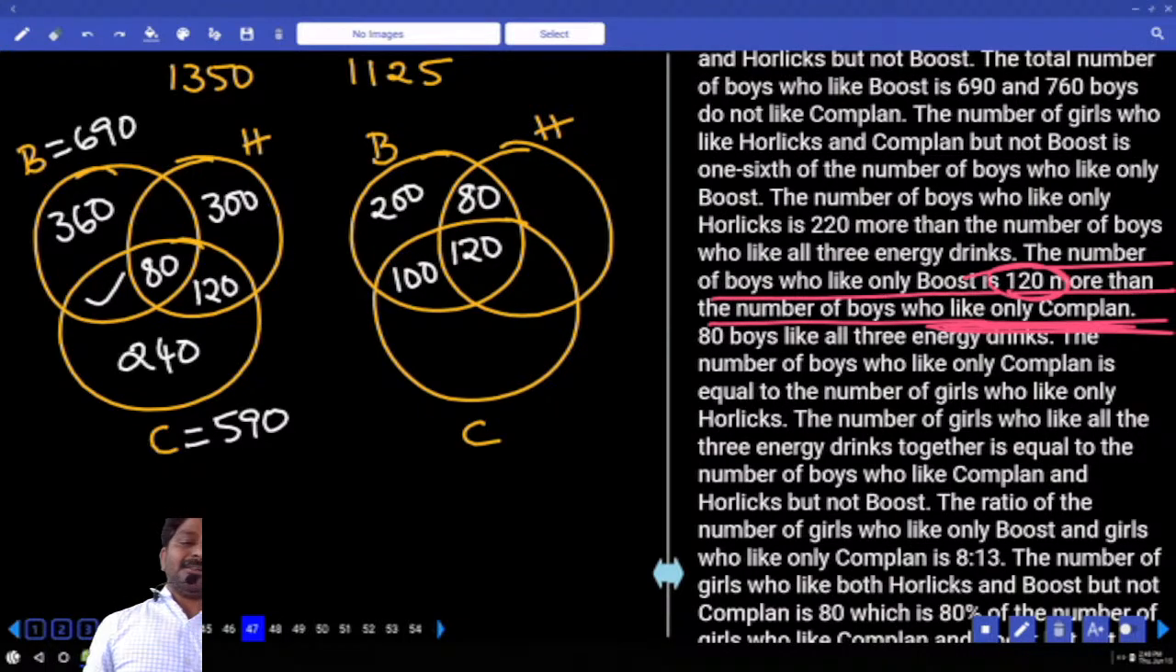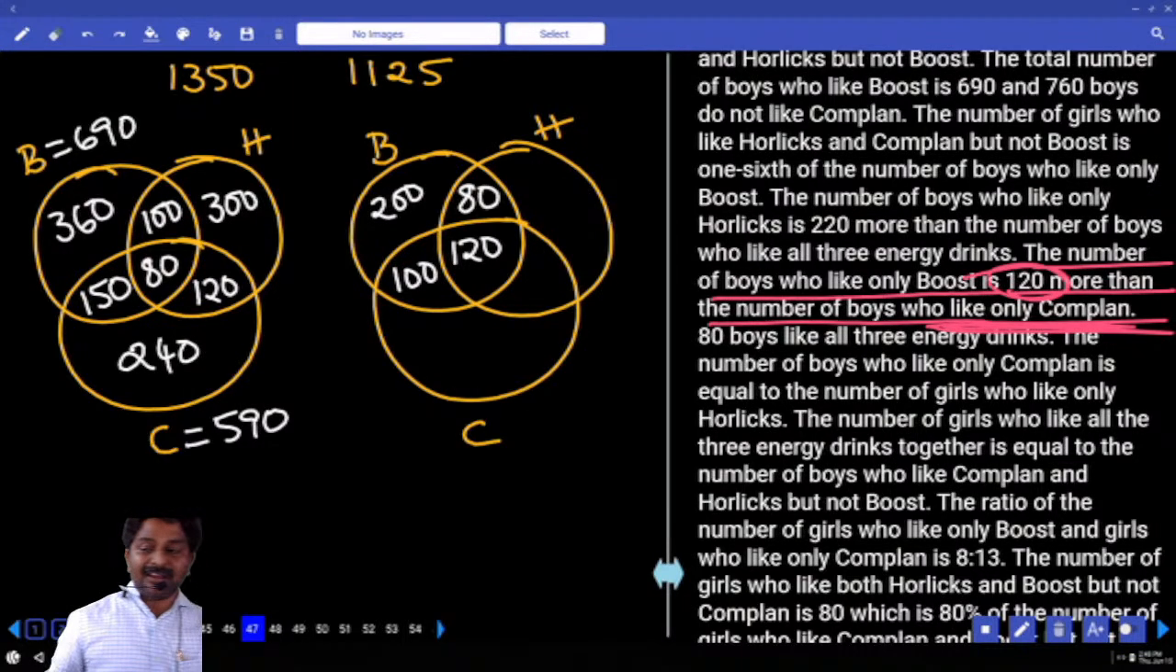Can you fill this tick mark? Yes. What is total Complan? 590. Out of 590, we already have 200 here and 240 here, leaving 150. In Boost, the total is 690: 360, 150, that is 510. 510 plus 80 is 590. The remaining 100 comes here.